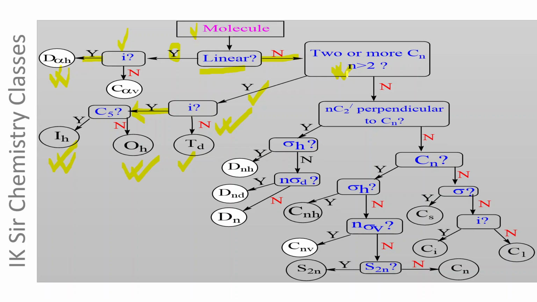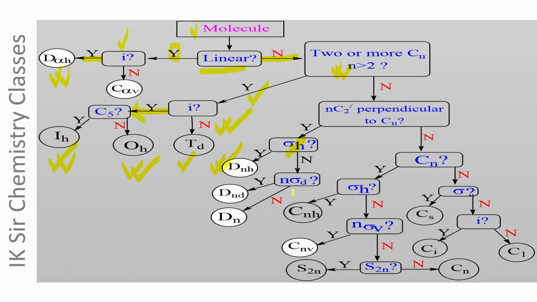Now, if the molecule does not contain two or more Cn where n is greater than 2, then we will see if n C2' perpendicular to Cn are present in the molecule. If yes, then we will see if a horizontal plane of symmetry is present in the molecule. If yes, the point group of the molecule will be Dnh.